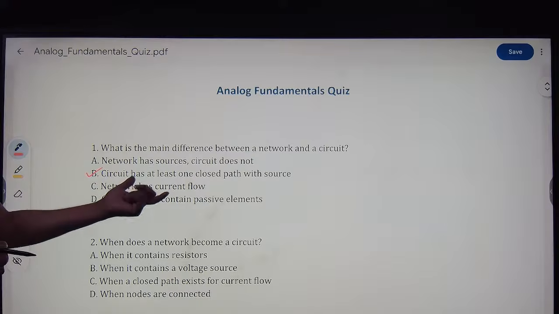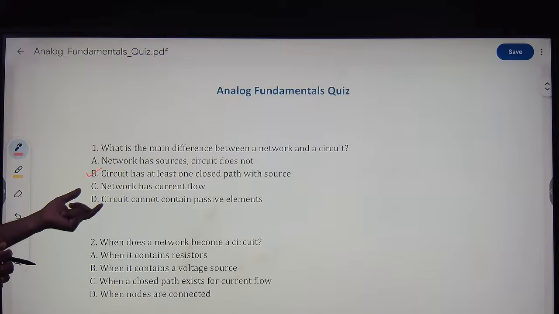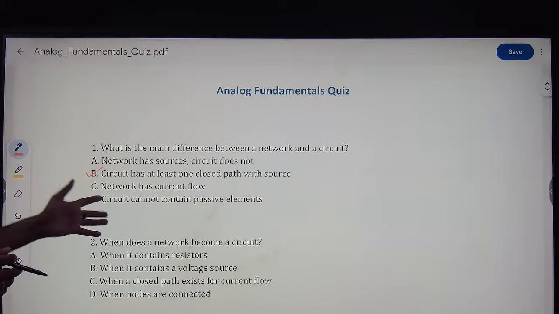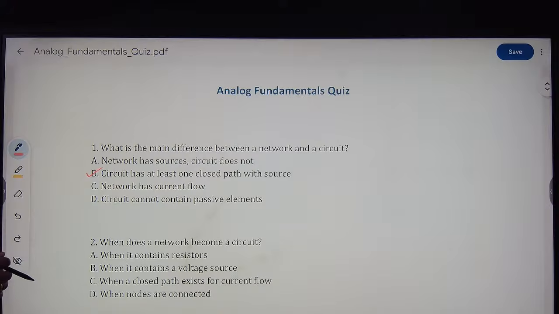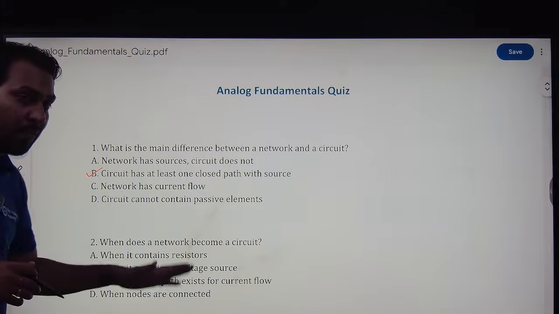The network has current flow, and the difference of network and circuit like this: circuit cannot contain passive element. That is not related to this difference. So the first answer will be B. Let's start with the second question. When does a network become a circuit?